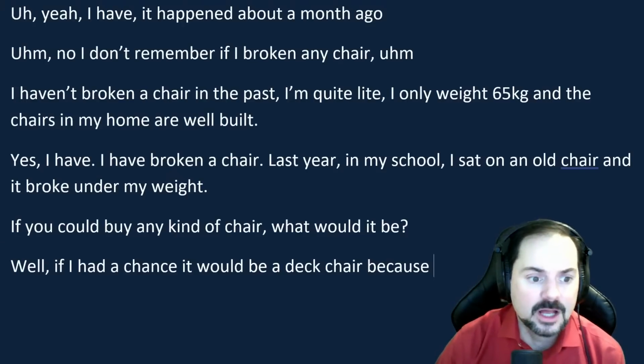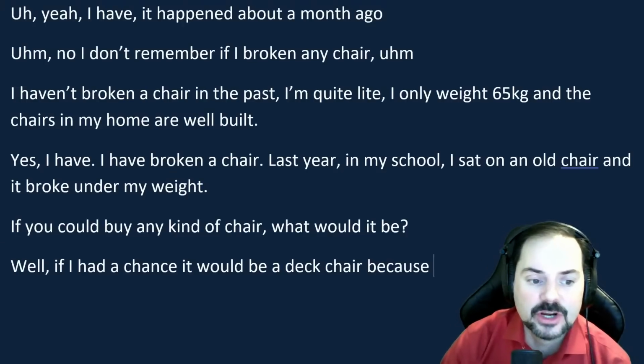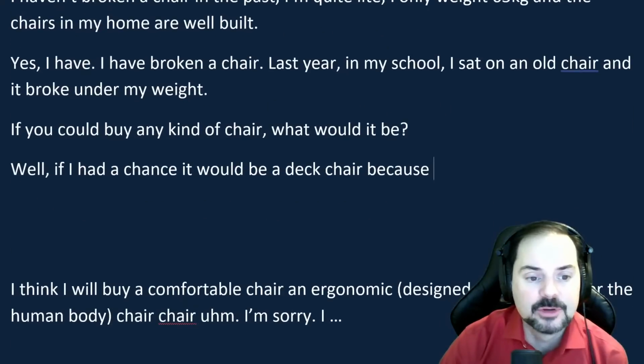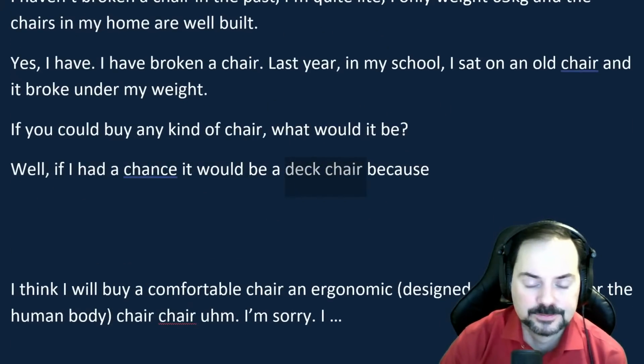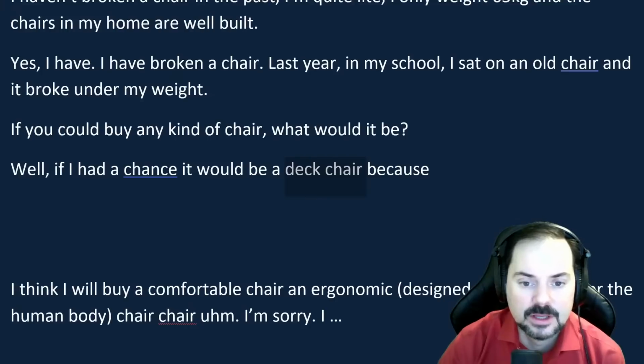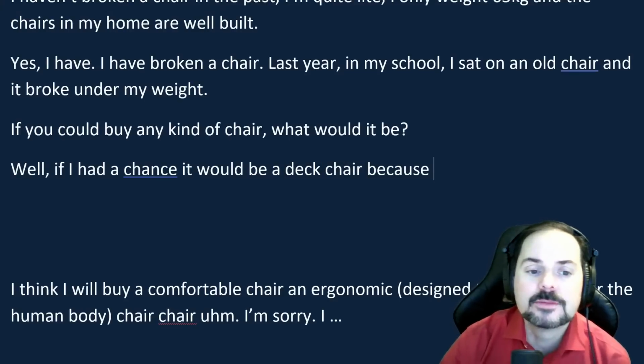Okay, last question. If you could buy any kind of chair, and then good job reflecting the grammar. You said, if I had a chance. You said it would be a deck chair, right? Yeah. Do you mean like a sunbed where you can kind of relax on it and put your feet up? Yes. Okay. Use a bit of description.